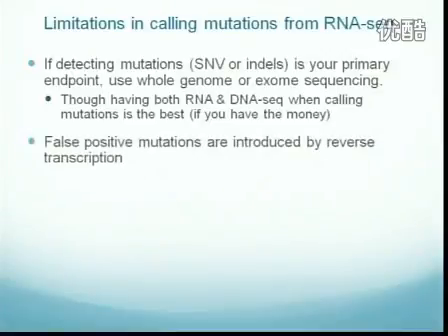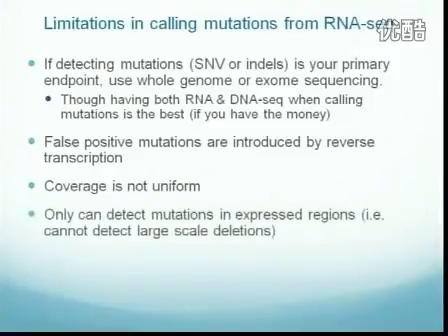One of the big limitations of RNA-seq is that false positive mutations can be introduced through the reverse transcription process. When you extract the RNA and reverse transcribe to cDNA to do your sequencing, the reverse transcriptase is not highly fidelitous, so it can introduce mutations during that process. The coverage is not uniform in RNA-seq. Obviously, you're only picking up the areas that are expressed, so you don't have uniform coverage across the genome. You can only detect mutations that are expressed, so if you have a larger deletion, you're not going to be able to detect it using RNA-seq. And RNA editing can introduce false positives. But nonetheless, you can do it.